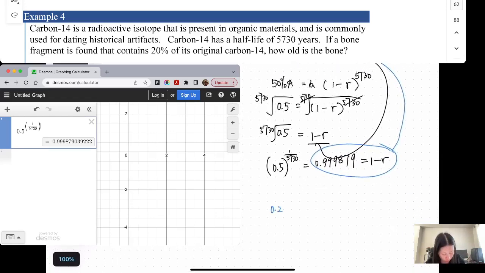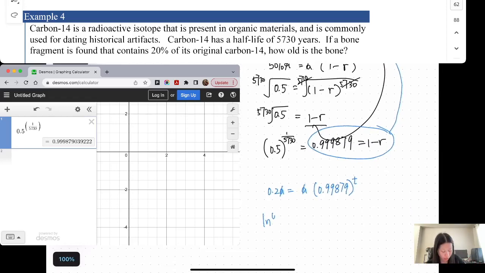Okay, so I have 0.2 equals A times (1 minus r), which is 0.99879 to the t. Well, they both have A, so I can eliminate A by dividing by A on both sides. Okay, now we have a logarithm function. Earlier, I told you to convert it to an exponential function. Now I want to use another way, the second method, which is to exponentiate the function on both sides. So let's take ln on both sides. So I have ln 0.2 equals ln 0.99879 to the t power.